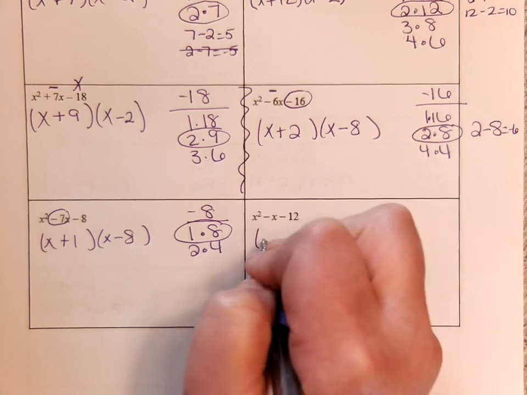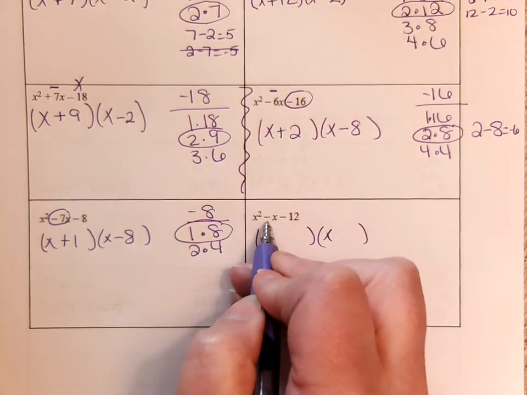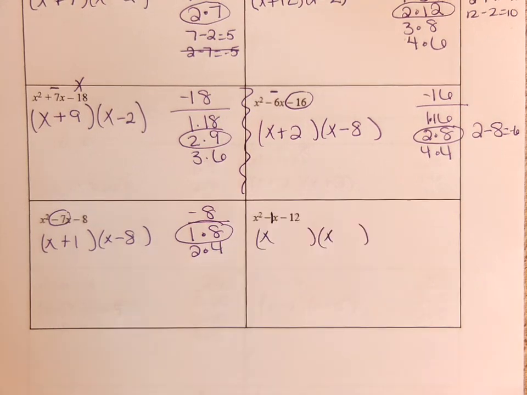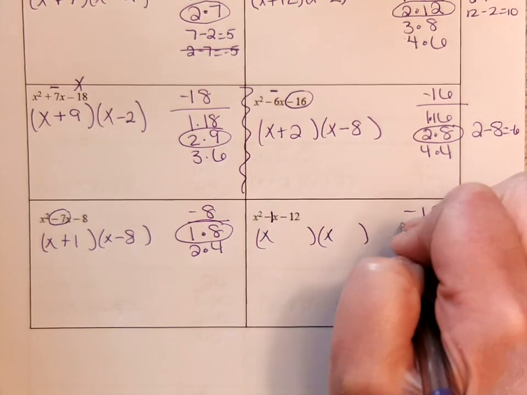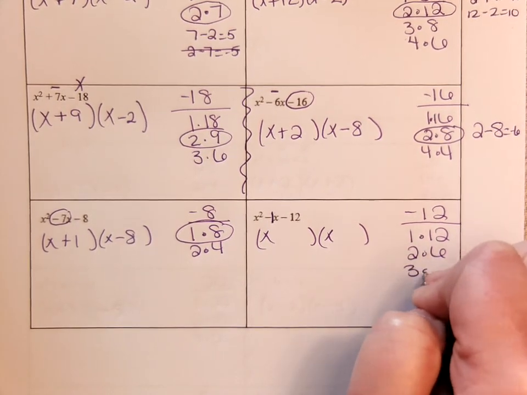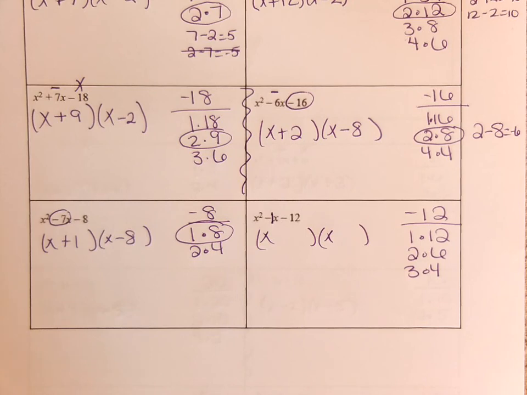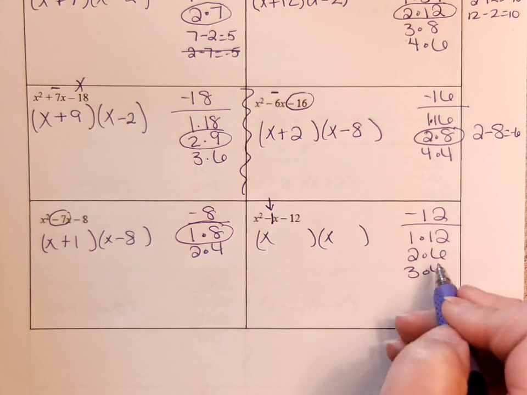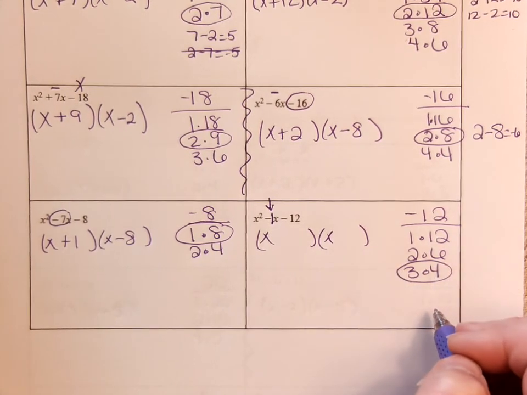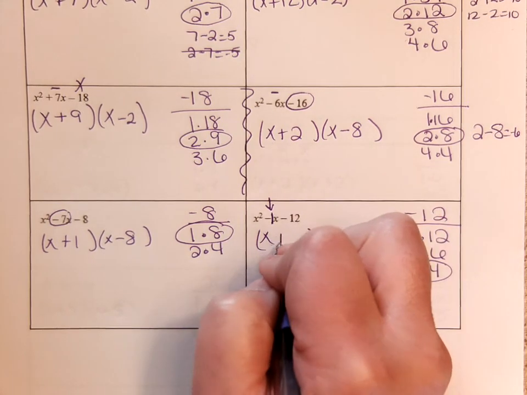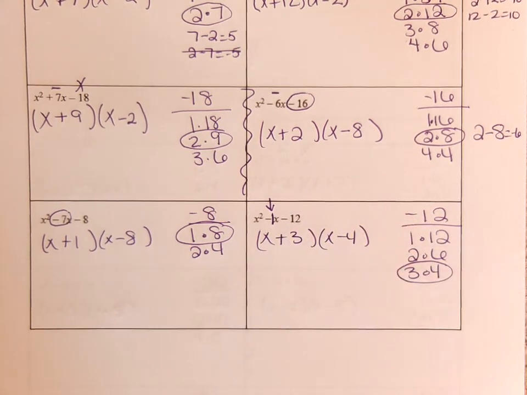And then this last one, we have x squared minus x. This is really an invisible 1 minus 12. So when we go through and we find our pairs of numbers that multiply to 12, we want to find which pair subtracts to give us negative 1. And that's our 3 times 4. And to get negative 1, we're going to do 3 minus 4. So plus 3 minus 4 gives us that negative 1.